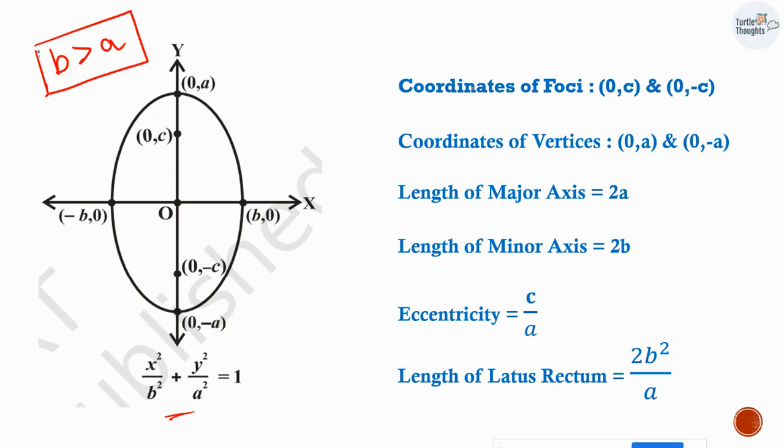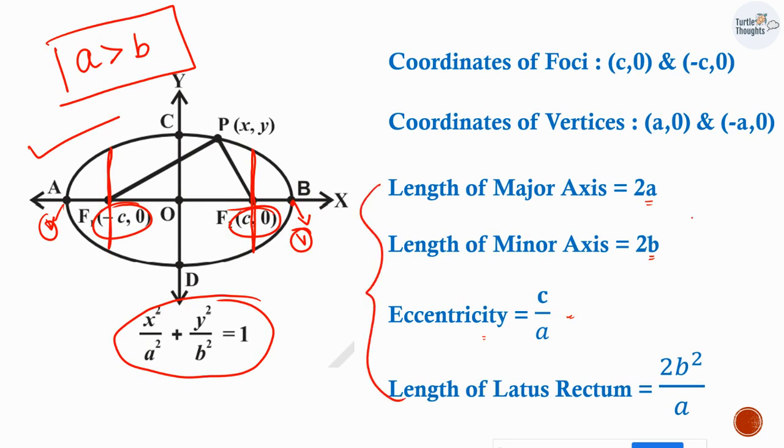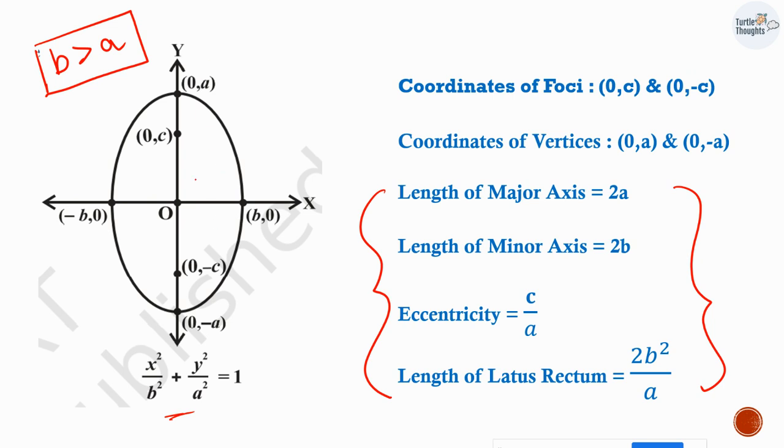The coordinates of the foci for this type of ellipse are 0, c and 0, minus c. The coordinates of the vertices are 0, a and 0, minus a. The length of the major axis, minor axis, eccentricity and latus rectum, all these four remain the same for both orientations. However, the coordinates of the foci and vertices will differ, one along the x-axis, another along the y-axis.